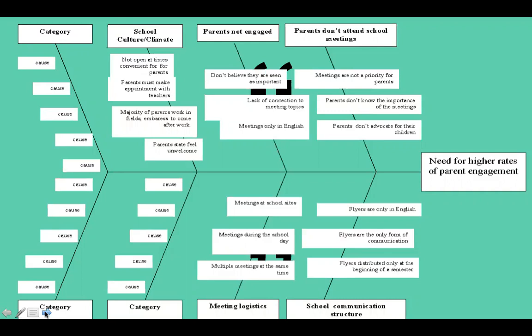On the second spine, we reviewed meeting logistics. Meetings were held during the school days or times which did not work for parents. For example, open house was from 5 to 7. The parents were working 12 to 14-hour days, would have to go home to clean up, and by the time they would make it to the school, the event was over. Parents felt unwelcome and were hesitant to come.